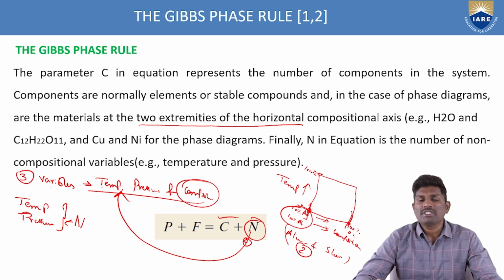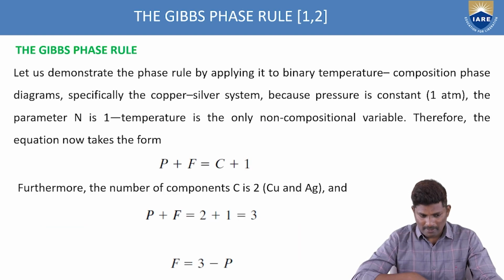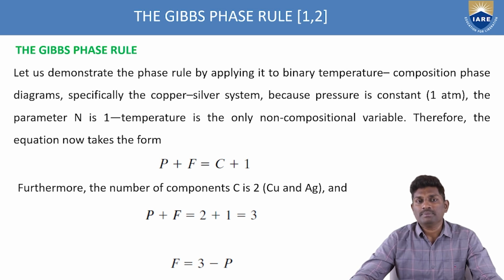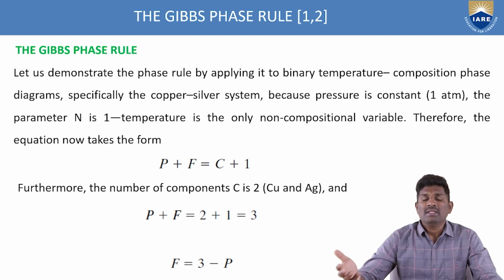So what is the non-compositional variable? We have to neglect the composition variable here. The other 2 are the temperature as well as the pressure. So the N value we have to take as 2 in this case. Now if you take an example and try to solve the Gibbs phase rule, to find out how many phases are present, or which are the externally controlled variables, or the N value.